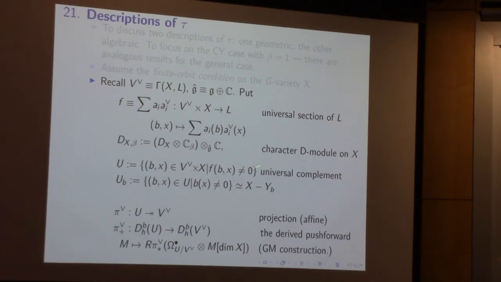Okay, next, I want to look at this so-called universal complement. So what is it? This is simply the set of all pairs in this product where the universal section is non-zero, has non-zero value. It is called this way because at each base point, the fiber of this bundle is actually isomorphic to the complement, and hence U is a space that parameterizes all such complements over the parameter space G.